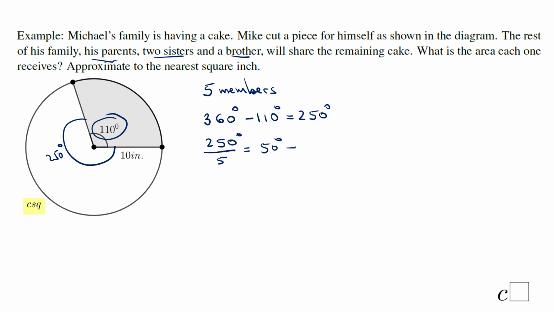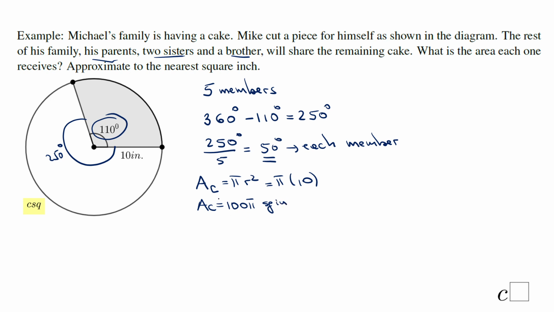So each member gets a slice where the central angle is 50 degrees. That's the thing we need to find out. We need to find the area of a sector for which the central angle is 50 degrees. So that's the first thing. So now I'm going to move and find the area of this cake, which is a circle, and that will be pi r squared. And we notice the radius is 10. So no surprise, we have 100 pi here. And if you want to put the units, square inches.